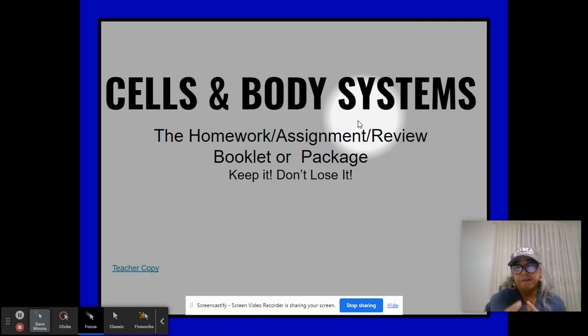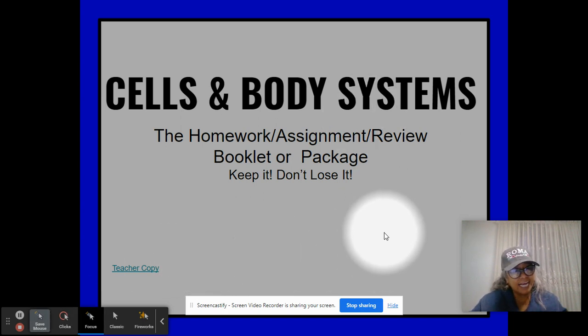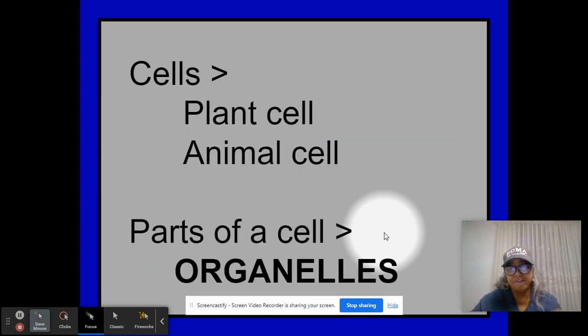Now, I'm sure everyone has the booklet with them. And as always, consider the booklet as your homework, assignment package, or review booklet. So keep it, don't lose it. So, exactly what do we have here?